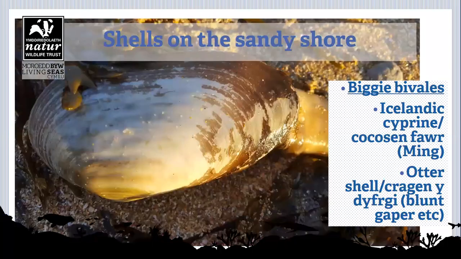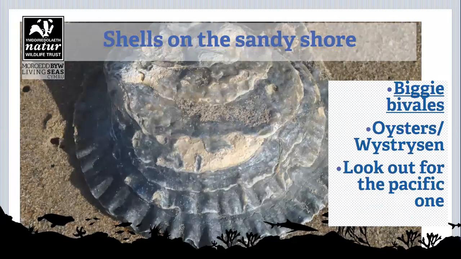The second shell can be mixed up with a couple of other shells, so keep an eye out for blunted gapers and sand gapers, but this one is the otter shell, has a siphon as well, a large siphon, and it's commonly covered in this brown, very thin layer, like the Icelandic cyprine, called a periostracum, and it flakes off and makes the shell look a lot more worn once it's flaked off. Other biggie bivalves are the oysters, Wystrys.